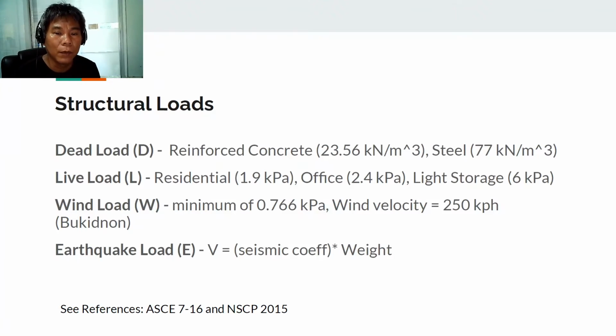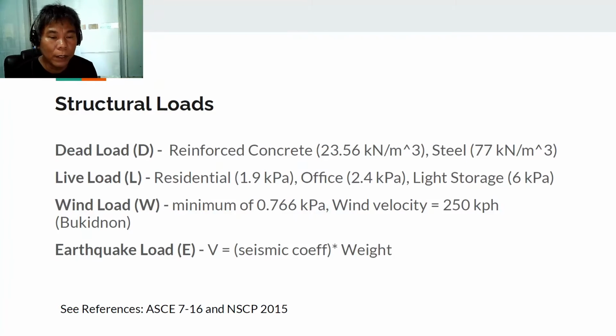For the dead load, we have the reinforced concrete around 23.56 kilonewton per meter cube, and the structural steel is around 77 kilonewton per meter cube. If you want to know other unit weights, you can refer to ASCE 7-16 or the NSCP 2015. Also, we have the live load. For residential, that's 1.9 kilopascal, office 2.4 kilopascal, in light storage 6 kilopascal. The rest of the live loads can also be referred to our references.